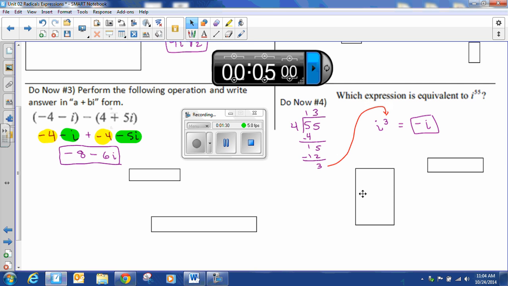A student brought a good suggestion. They said, why don't you just look for the multiple that's closest to the power, the multiple of 4. And 52 is the closest multiple to 55 without going over 55. And 55 minus 52 is 3, and you get the same result.